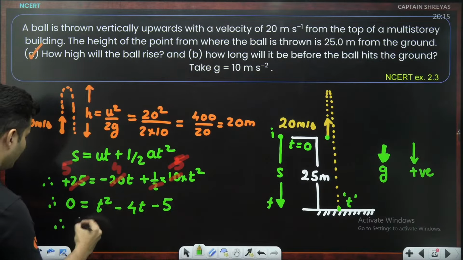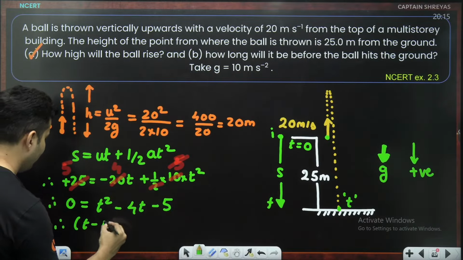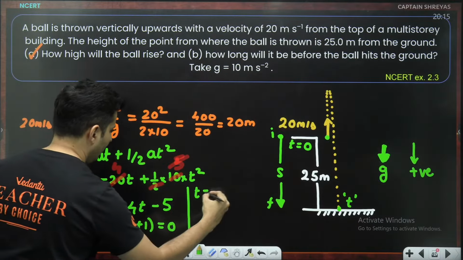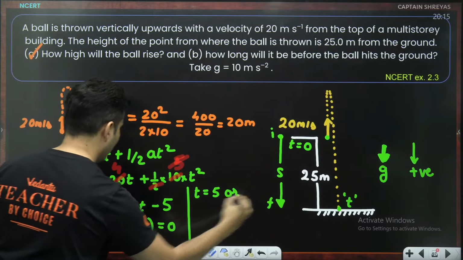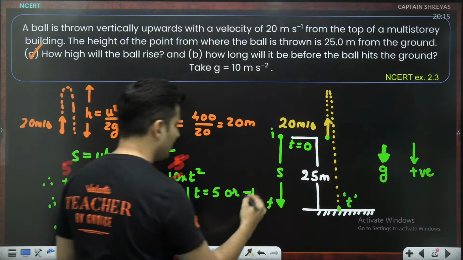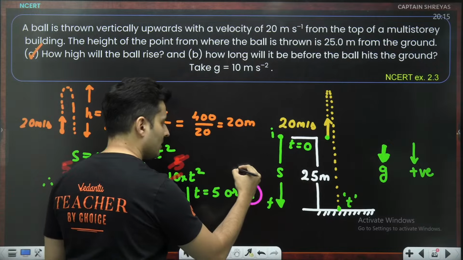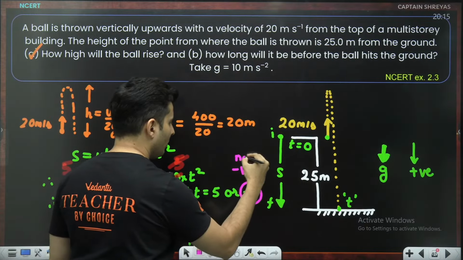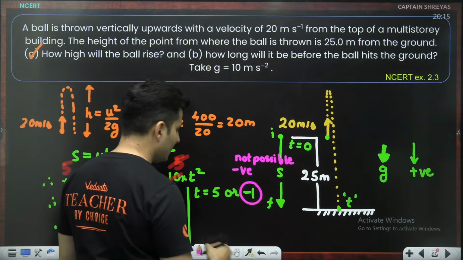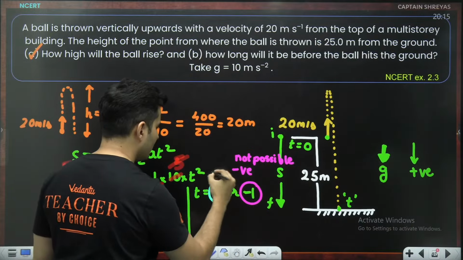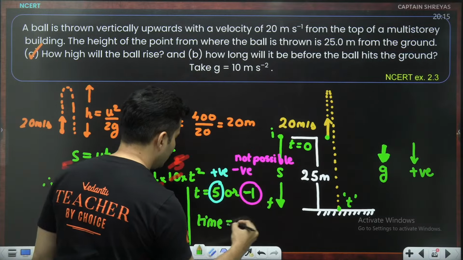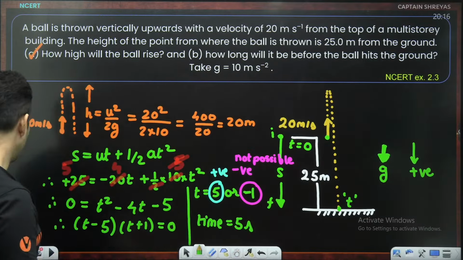So it's a quadratic equation. t minus 5, t plus 1 is 0. This means t is equal to either 5 or minus 1. But time can't be negative, right? So negative is not possible. The only thing acceptable to me is this positive one. Hence, the final time it takes is 5 seconds. That should be the answer.